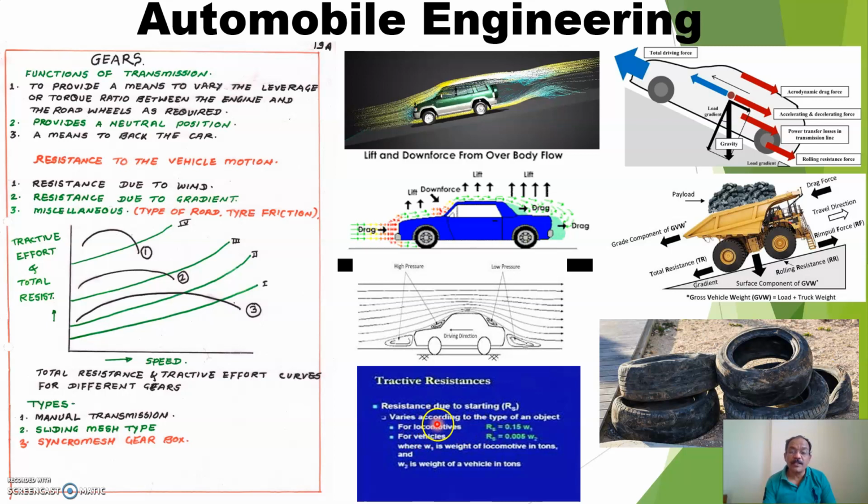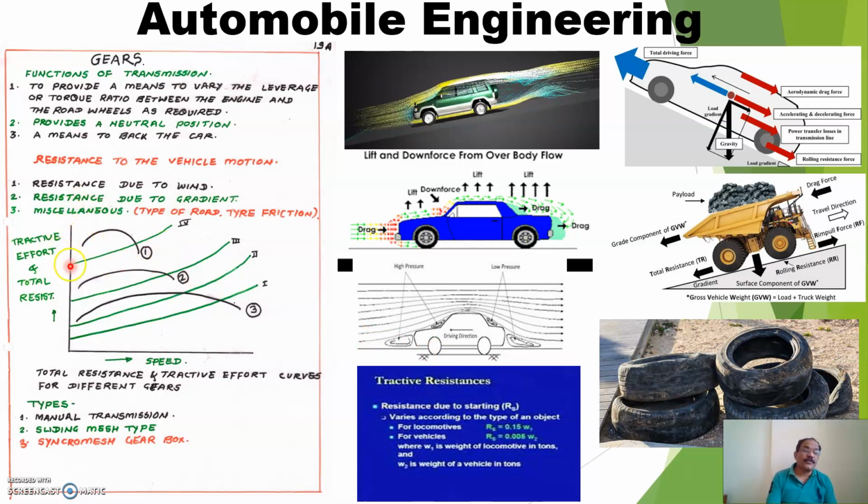It varies according to the type of the object. Here for a locomotive, it is 0.15 W1. What is W1? W1 is the weight of the locomotive in tons, because the railway has more load. For small vehicles, it is W2. W2 is the weight of the vehicle in tons. So in simple language, just remember that tractive resistance is the resistance to movement, that is the wheel resistance. It is the friction between tire and road.